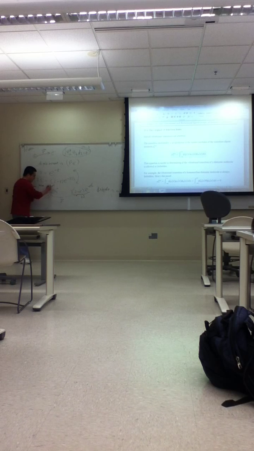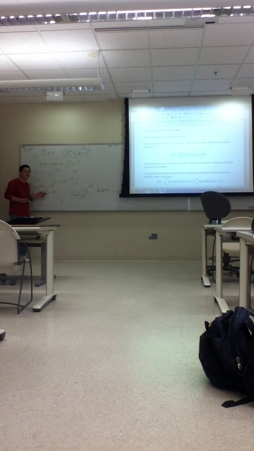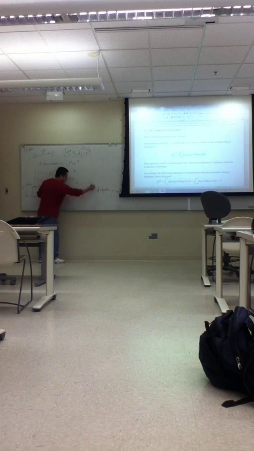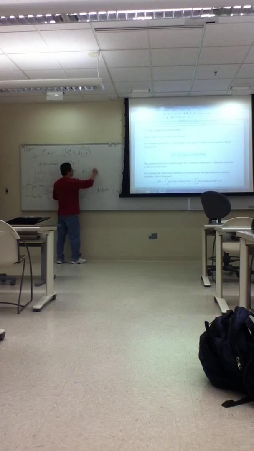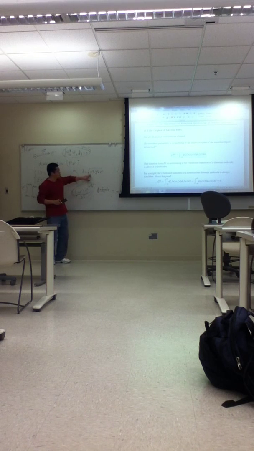Because this guy is an even function of x. Why is it an even function? Because r equals the square root of x squared plus y squared plus z squared. So if you change the sign of x, how does that affect r? No effect. If you change the sign of x, you don't change r, you don't change the function of r. So they are even functions.